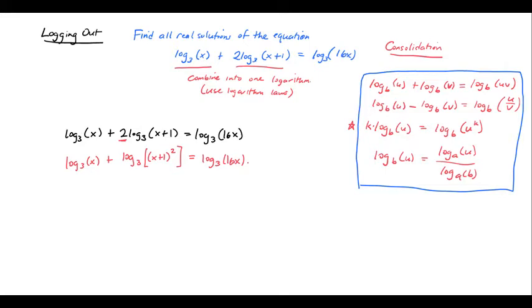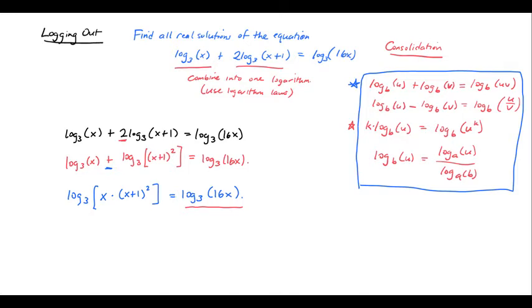Okay, so now I'm going to consider the fact that I have an addition of two logarithms, and I have a law for that too. If I add two logarithms, that's the same as taking the logarithm of their product. So I have log base 3 of x times (x plus 1) squared, and that's the same as log base 3 of 16x. Okay, so now that I have everything consolidated, I could actually take this logarithm here and subtract it, but I'm going to do something a little bit different here.